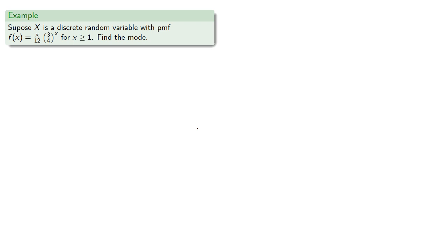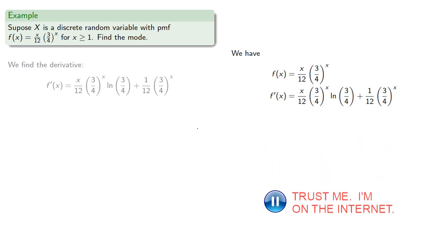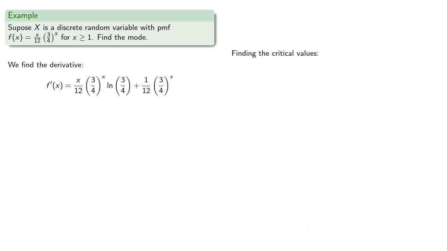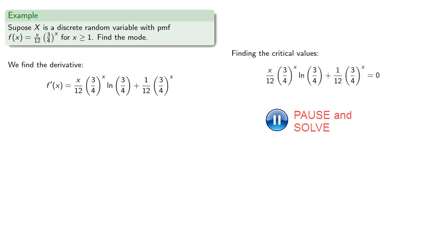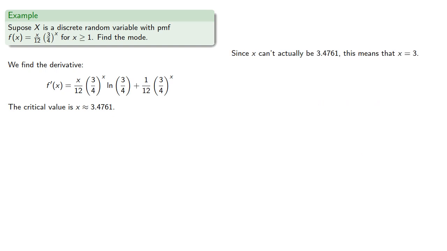So suppose x is a discrete random variable with PMF, find the mode. We'll find the derivative, and here we have to remember the derivative of an exponential function. The critical values occur when the derivative is 0, and so we find. Now, since x can't actually be a decimal, we can round down, and this means that x must be 3.